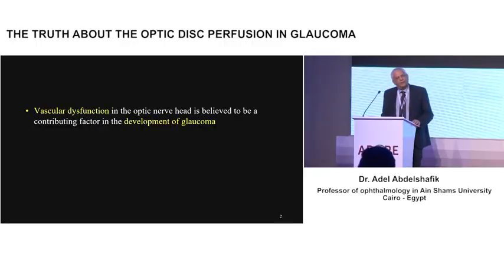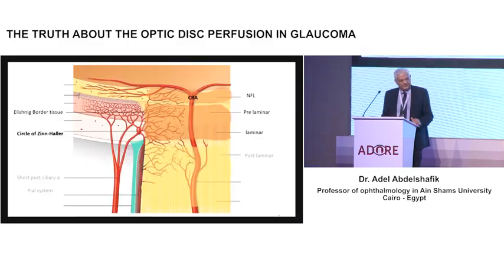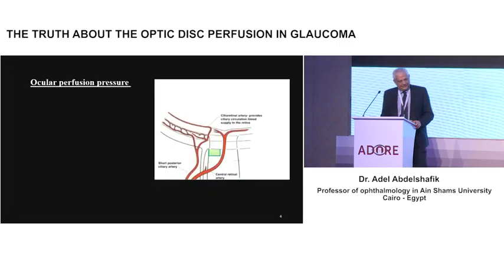My talk will be about ocular perfusion. Vascular dysfunction of the optic nerve head is believed to be a contributing factor in the development of glaucoma. We all know that the circulation of the optic nerve head in the nerve fiber layer comes from the central retinal artery. The prelaminar, laminar, and postlaminar regions come from the short posterior ciliaries, and the postlaminar is also supplied by the pial vessels.